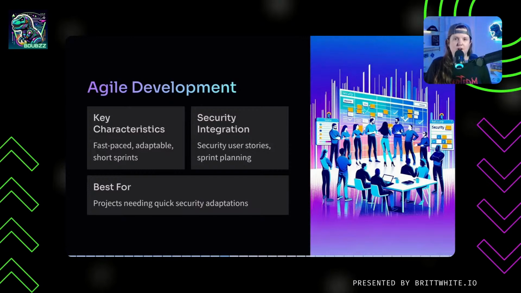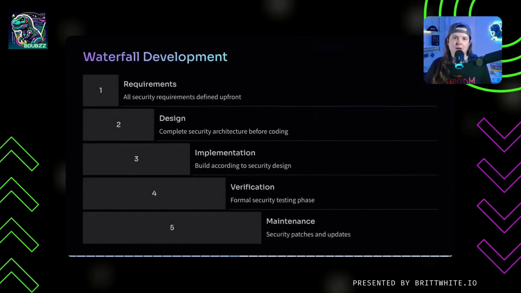The next one is Waterfall. This is the traditional step-by-step approach. Think of it like an actual waterfall, where one step flows down to the next, and you must complete each step fully before you can move forward. You can't exactly go up the waterfall. You establish all of your security requirements up front, and each phase requires formal security sign-off before proceeding.